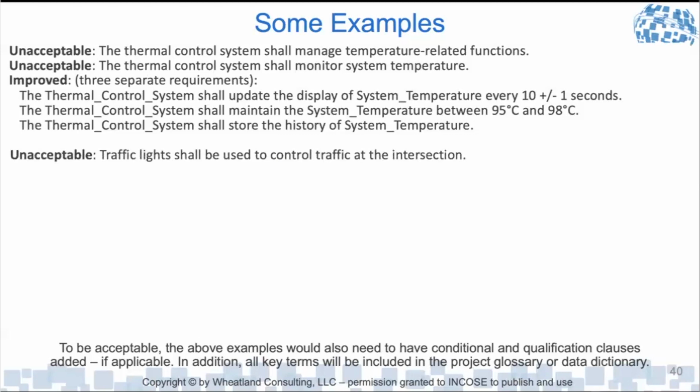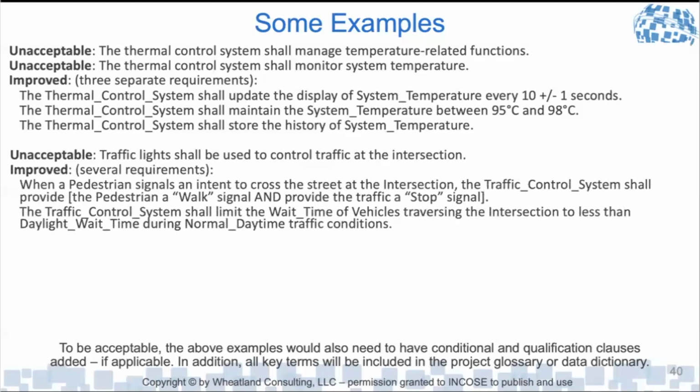Traffic lights should be used to control traffic at the intersection. So one problem is that it's passive voice. It's talking about a solution, an implementation, traffic lights. And so we need to consider what's the real intent, what's really trying to be communicated. What's really talked about is: when a pedestrian signals an intent to cross the street at the intersection, the traffic control system shall provide the pedestrian a walk signal and provide the traffic a stop signal. And the traffic control system shall limit the wait time of vehicles traversing the intersection to less than the daylight waiting time during normal daylight traffic conditions.